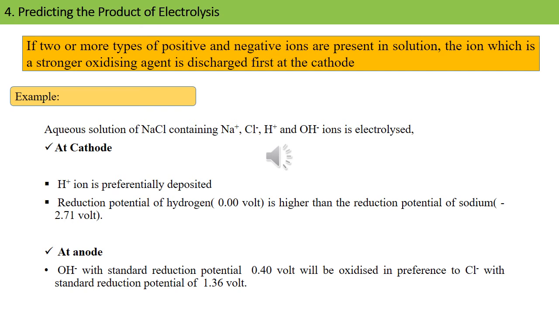At the anode, again we have two types of anions. One is OH- ions, another one is Cl- ions. Here also OH- ion will be oxidized when compared to Cl-, because at the anode the value 0.40 volt is less than that of 1.36 volt. So OH- will be preferentially deposited.